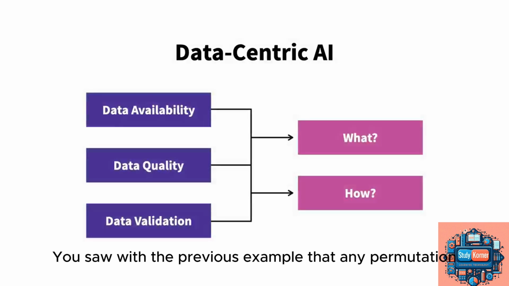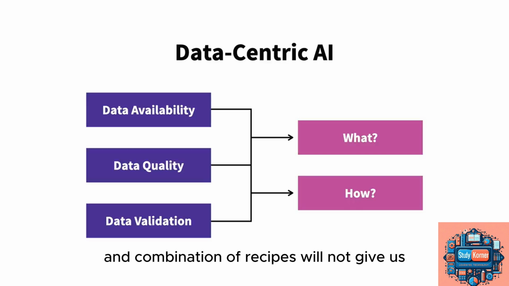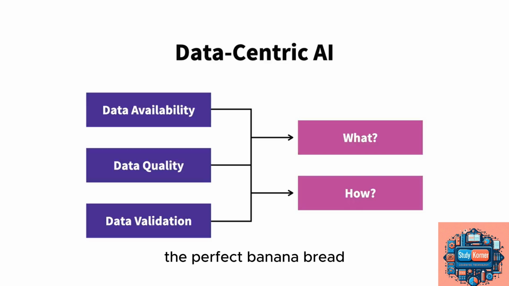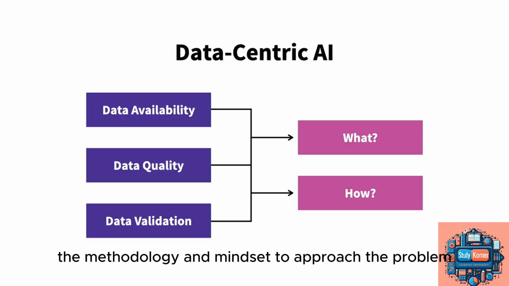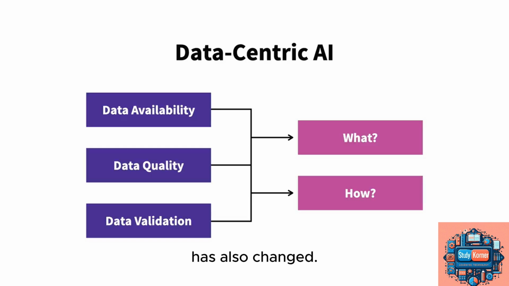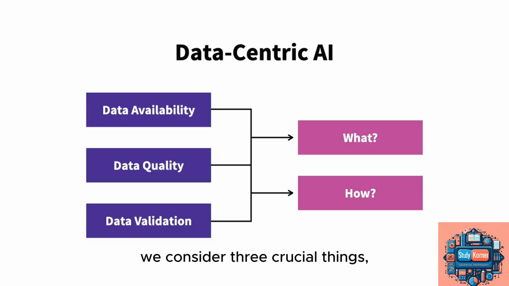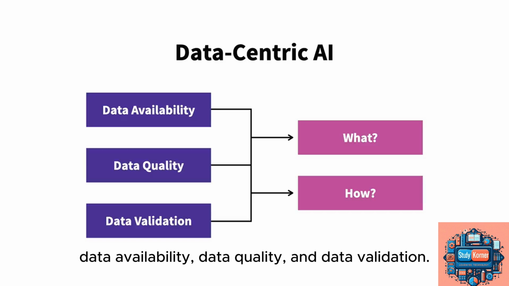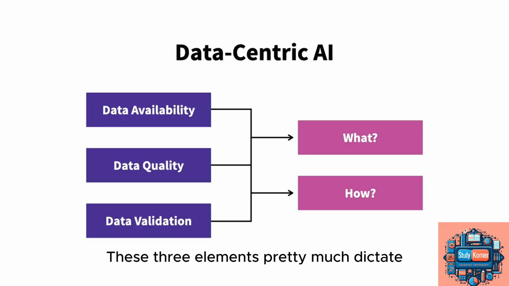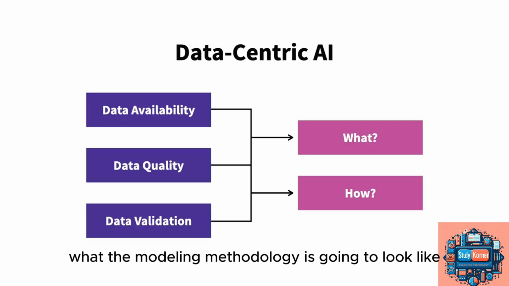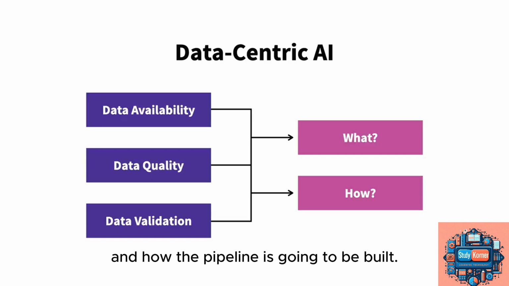You saw with the previous example that any permutation and combination of recipes will not give us the perfect banana bread until we address the issue of ingredients. With the shift to data-centric AI, the methodology and mindset to approach the problem has also changed. Even before we think about what the model building methodology would look like, we consider three crucial things: data availability, data quality, and data validation. These three elements pretty much dictate what the modeling methodology is going to look like and how the pipeline is going to be built.